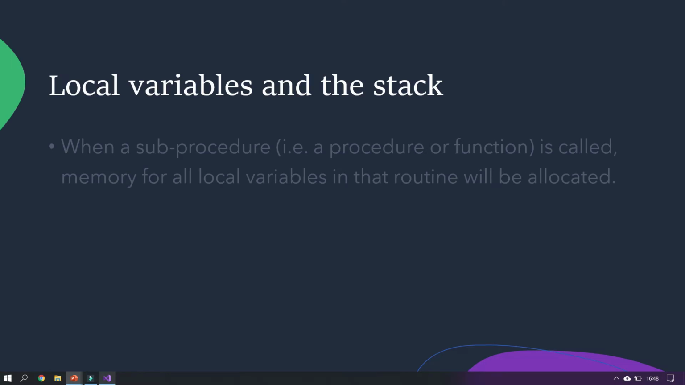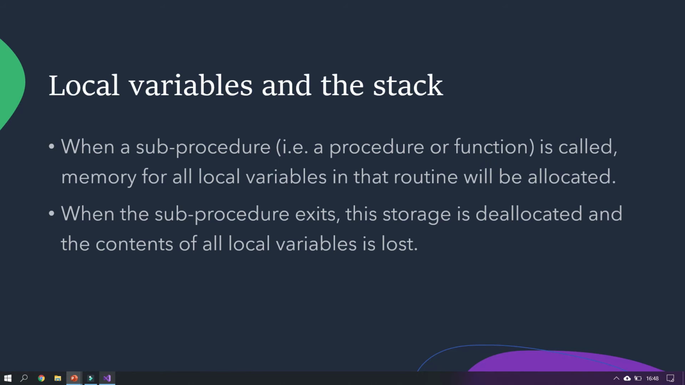to define it once. Now, what happens is when you run a sub-procedure, so it could be a function or it could be a procedure, what will happen inside the computer is it will first of all take all of the variables that are local to that procedure or function, and it will allocate memory for those on a data structure called the stack. So the stack increases in size, and then when the sub-procedure exits, so when it ends, that storage gets deallocated and the contents of the variables get thrown away. So you can imagine the top of the stack going up and down constantly as the program is running.